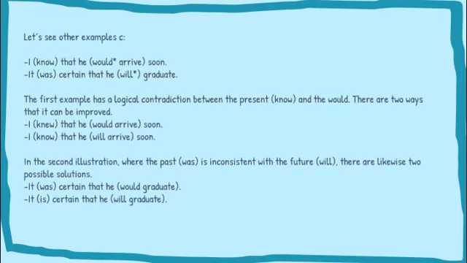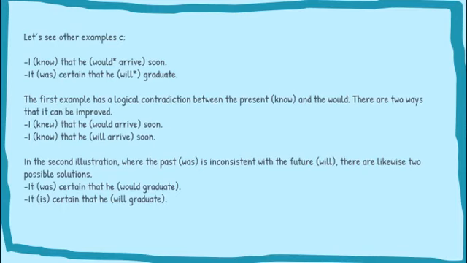Let's see other examples. I know that he would arrive soon. It was certain that he will graduate. The first example has a logical contradiction between the present, know, and the would. There are 2 ways that it can be improved. I knew that he would arrive soon. I know that he will arrive soon.